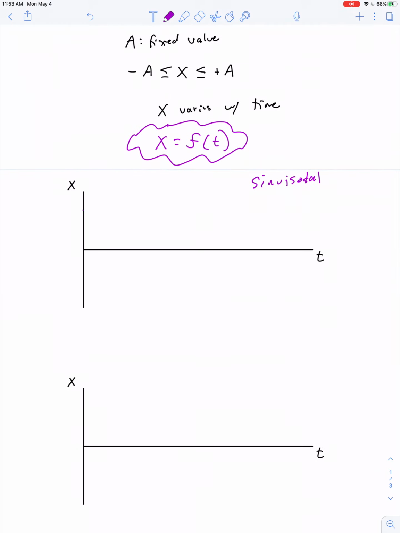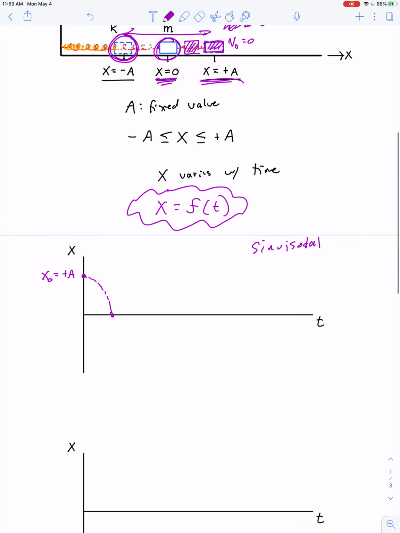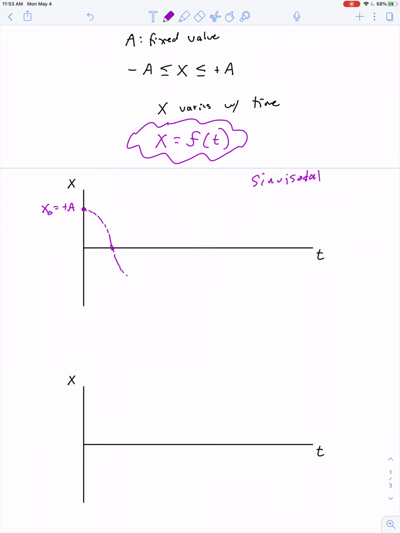Then right at the moment it's released, the initial position is positive A, and after a quarter cycle, it makes its way to the equilibrium position. After half a cycle, the spring is compressed and x equals negative A. After 3/4 of a cycle, it's back to the equilibrium position, and after one full cycle, it's back to the place you released it from.